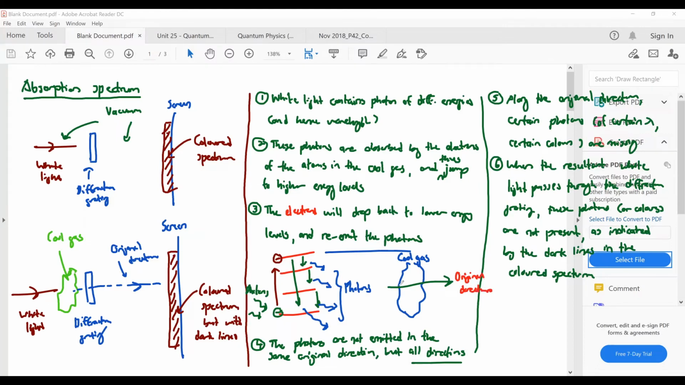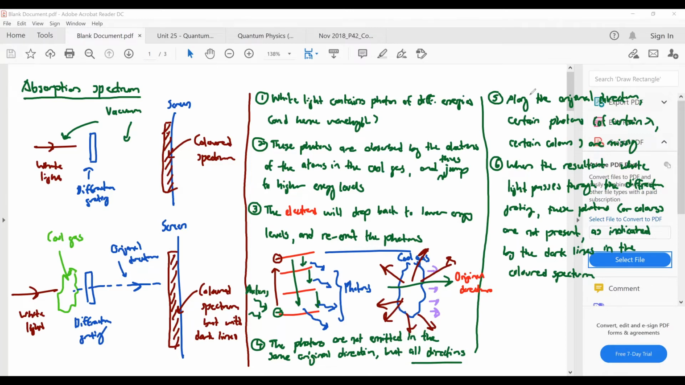So the photons get re-emitted once the electrons inside the cool gas drop back to a lower energy level, but there's no guarantee that all these photons will go back in this direction. When they are re-emitted, not all of them will be going back along the same direction. What actually happens is that the photons are emitted in all directions. Some will go here, some will go here, some of them will go here. This is what we mean by that.